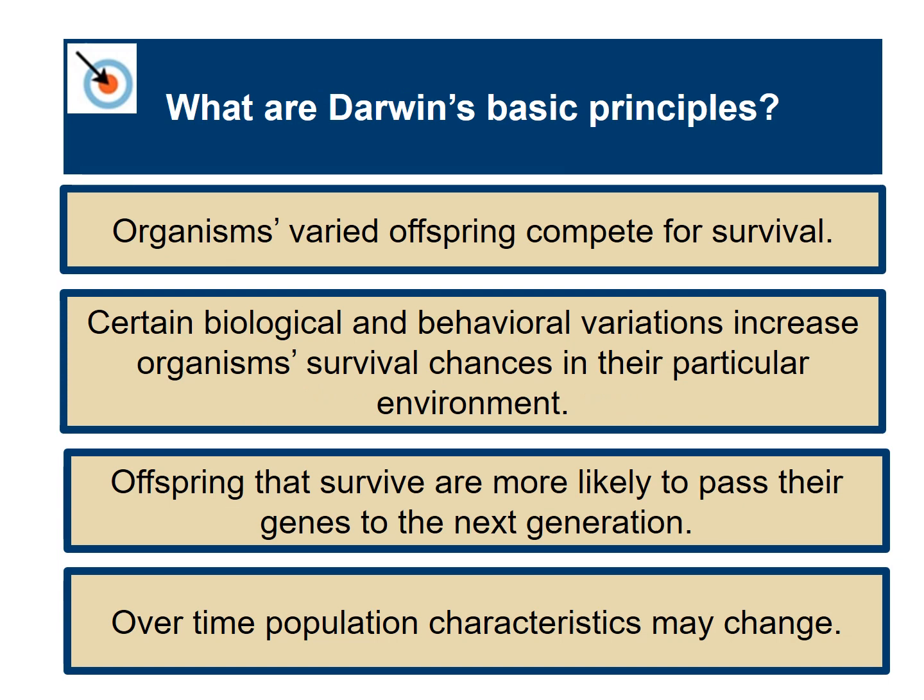So Darwin's basic principles are that organisms' varied offspring compete for survival. Certain biological and behavioral variations increase organism survival chances in their particular environment. So we know they're going to compete. And then there's different biological and behavioral variations that increase their chances of survival when they are competing. And then the organisms that survive, or the offspring that survive, are more likely to pass their genes to the next generation. So over time, population characteristics may change.